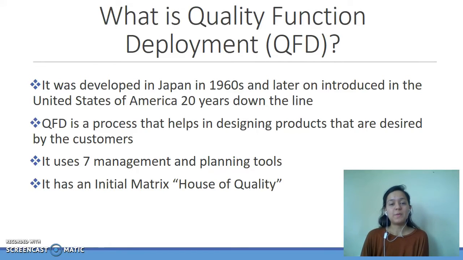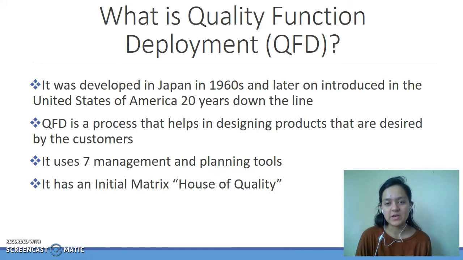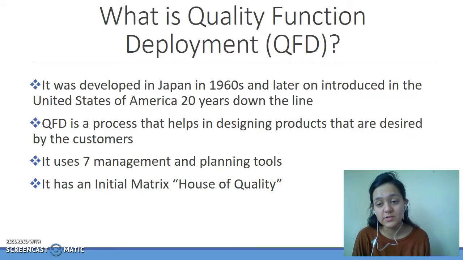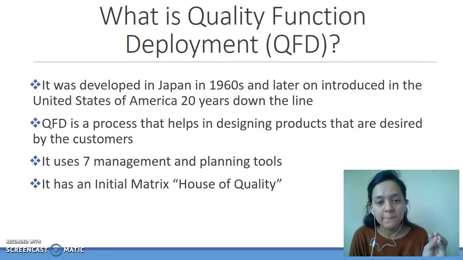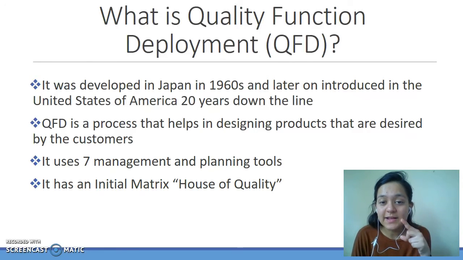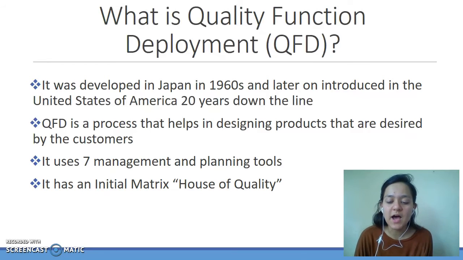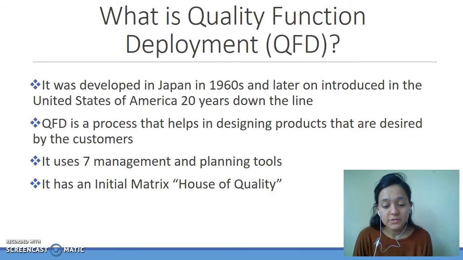It was developed in Japan in the 1960s and later on introduced in the United States of America 20 years down the line, by the 1980s. So QFD is actually a process that helps in designing products that are desired by the customers. I will repeat myself because this is what QFD actually is. It's very important for you to understand that QFD is a process that helps in designing products that are desired by the customers. Alright? So QFD takes the desires of the customers and it explores how well the individual activities of the business are meeting those desires.